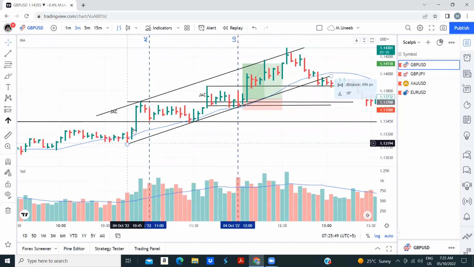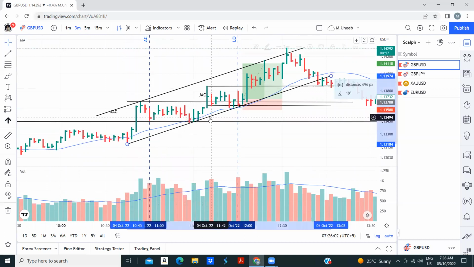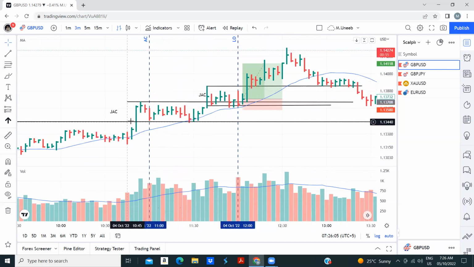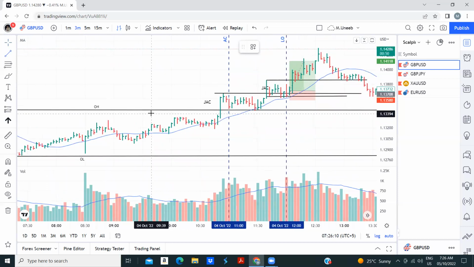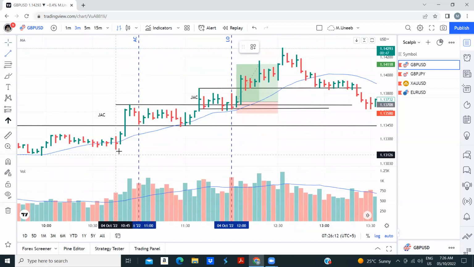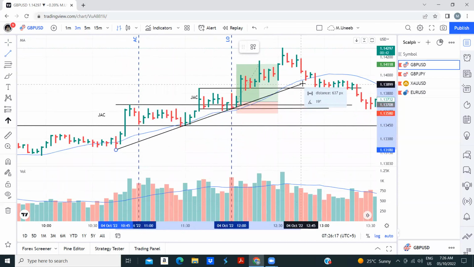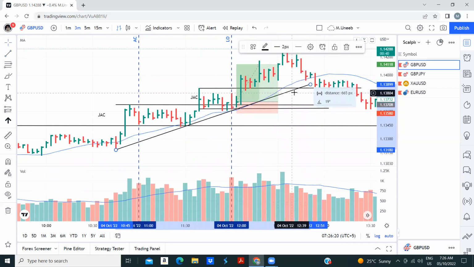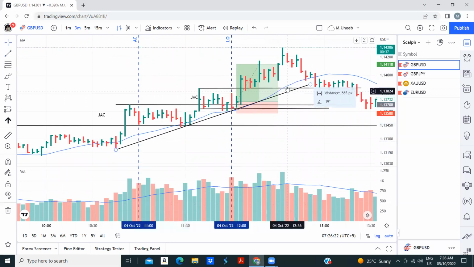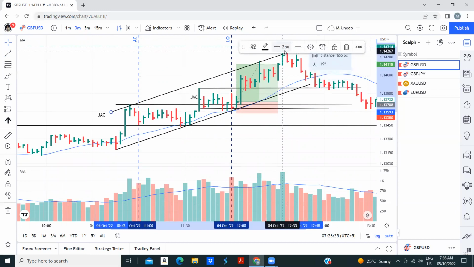I will join this. I will identify the jump across the creek high, and then I will draw the channel from this point, low of the origin of the jump across the creek move, and the second low. I will connect it like this, because this is the jump across the creek move, the high point of this overnight high and low range. So I will identify the origin swing low, which is this one, and I will draw with the second swing low here, and then I will extend the channel to the major swing high.